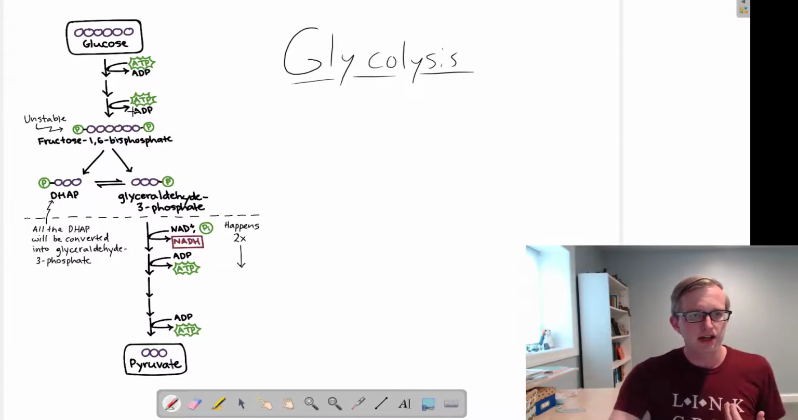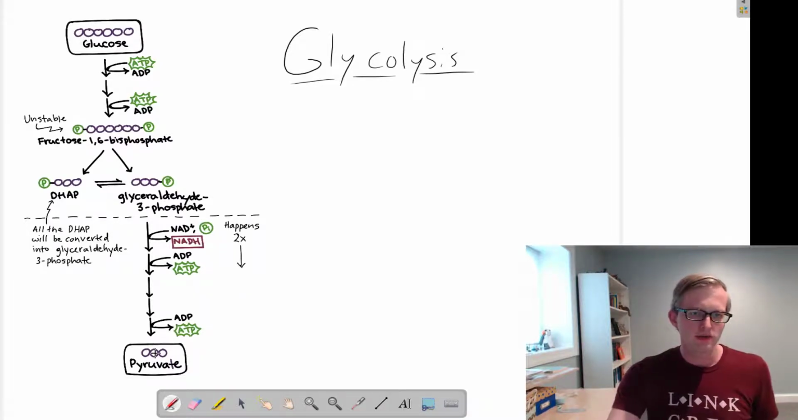So in the process of glycolysis, glucose gets broken down into two of these G3P, glyceraldehyde 3-phosphate. Name doesn't matter unless you're super into chemistry. Two of these G3P molecules, and these G3P molecules are then going to be changed and broken down a little bit into something called pyruvate.